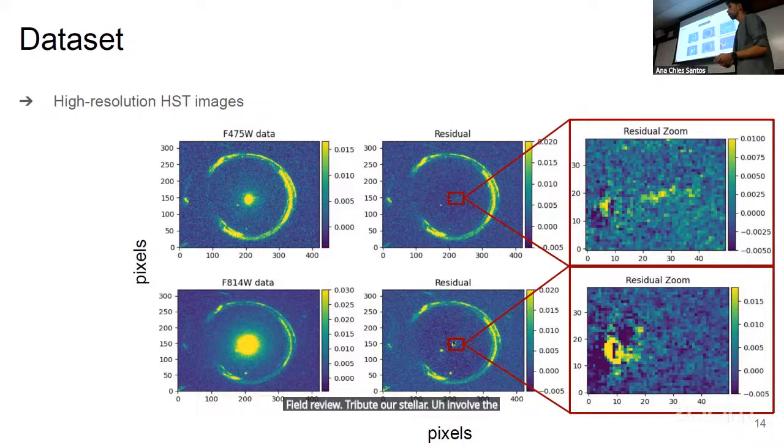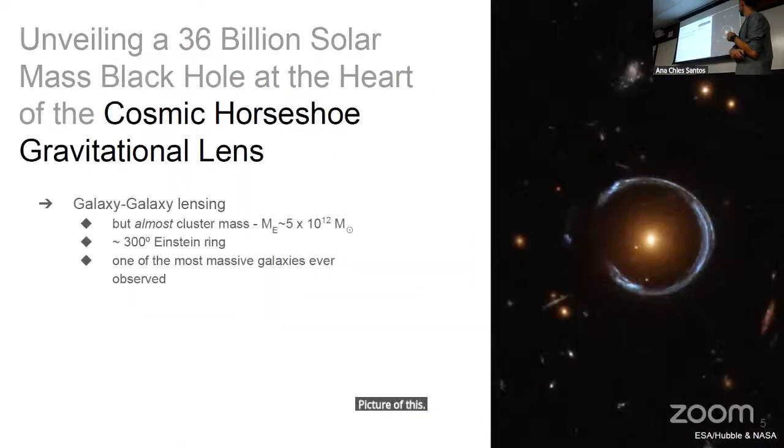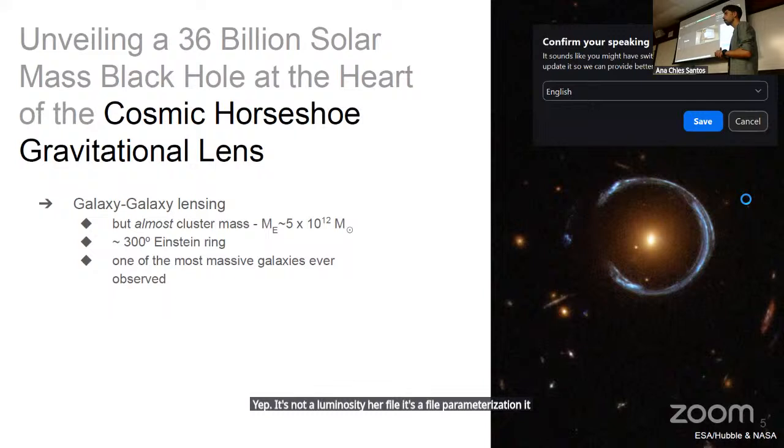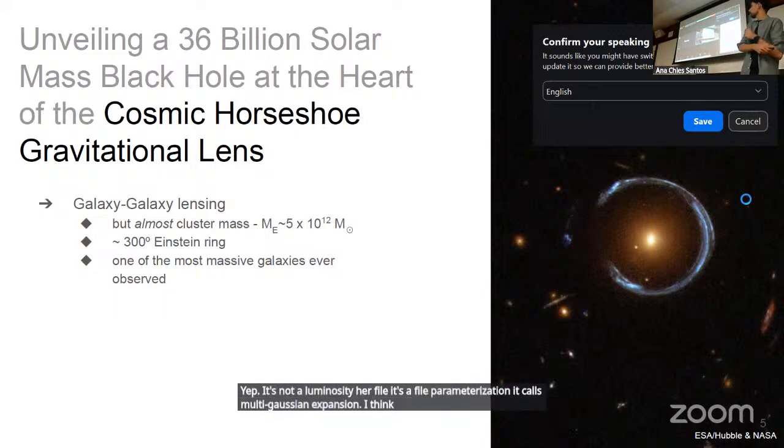The big galaxy, this is another feature of it. It's an elliptical galaxy. And probably for the models, you have used a luminosity profile. Which luminosity profile have you adopted? It's not a luminosity profile, it's a parameterization. It's called multi-Gaussian expansion. I think I have one slide about this.